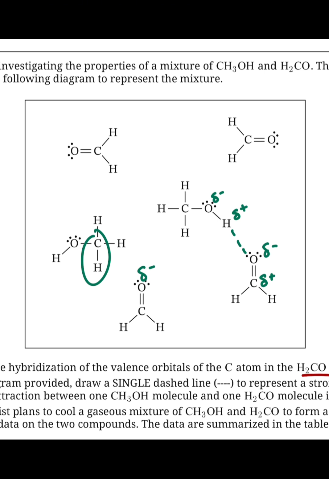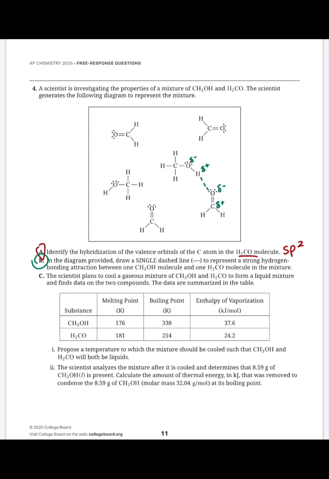Moving on to part C, it tells us the scientist plans to cool a gaseous mixture of the methanol and the formaldehyde to form a liquid mixture and finds data on the 2 compounds, and then they give us the table for the data. For part I, it says propose a temperature to which the mixture should be cooled such that methanol and the formaldehyde will both be liquids.